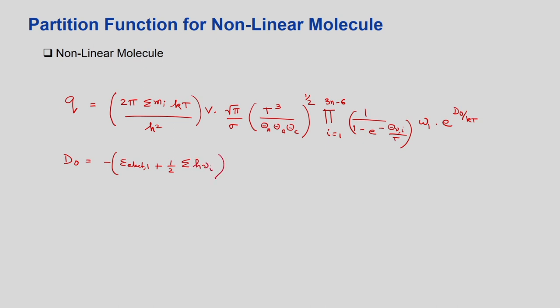So, here there will be more frequencies. If there is a higher number of frequencies, you have to add the h nu terms and then multiply by half. Or I can also write D0 by kT from this expression as minus E of the electronic state by kT, I take the minus outside, plus half of, written in terms of the vibrational temperature, theta v i by T. So, this is the overall expression for the partition function of a nonlinear molecule.